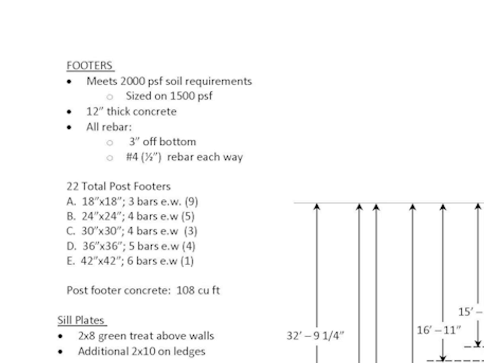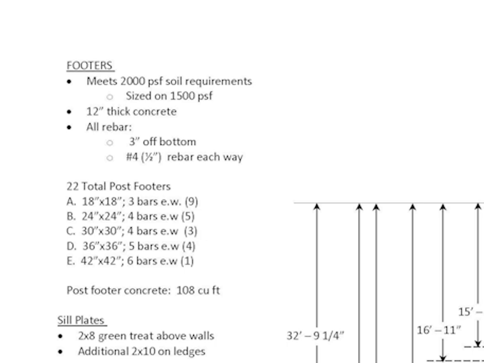Code required the following of the pads: 12 inches thick of concrete. All rebar was to be 3 inches off the bottom, with number 4, 1/2 inch rebar each way. The number of bars each way was a function of pad size. 3 each way for an 18-inch square pad, 4 each way for 24 to 30-inch square pad, 5 each way for a 36-inch square pad, and last, 6 each way for a 42-inch square pad.